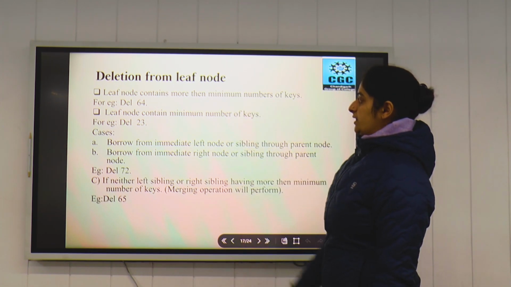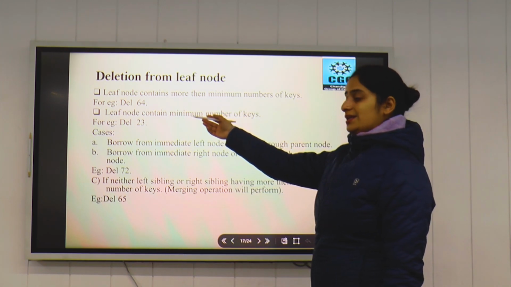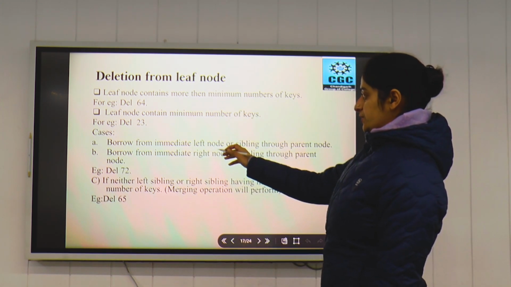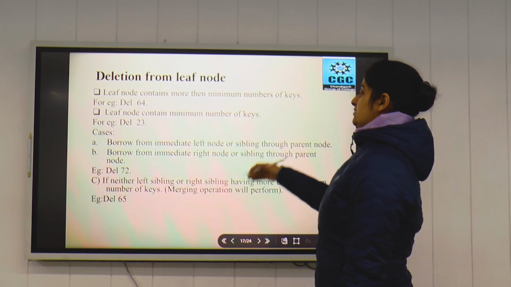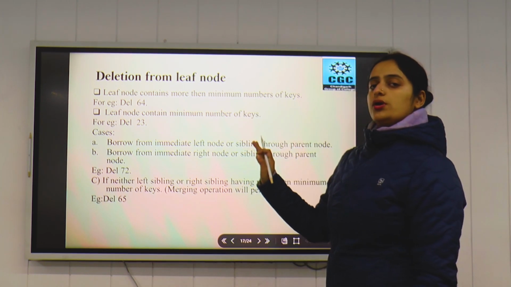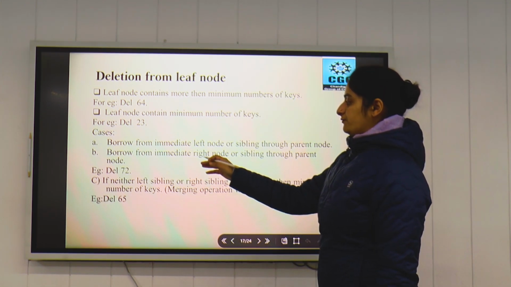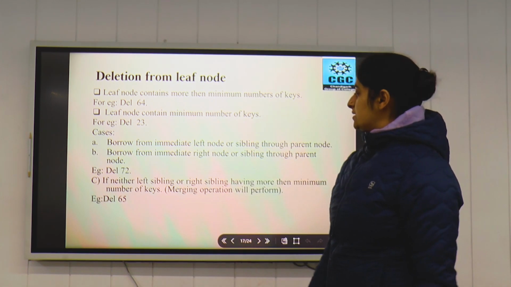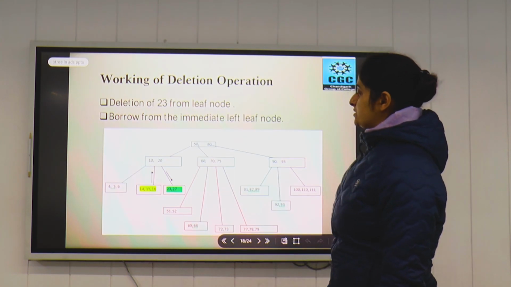Second, if the leaf node contains the minimum number of keys, then what is going to happen? For that I am going to select the deletion of 23. Then a few cases are going to apply. First, borrow from the immediate left node or sibling through the parent node, or borrow from the immediate right node or sibling through the parent node. So the involvement of the parent node for the rearrangement is mandatory. A third case arises if neither the left sibling nor the right sibling has more than the minimum number of keys, then the merging operation will be performed. Now how does all this work?